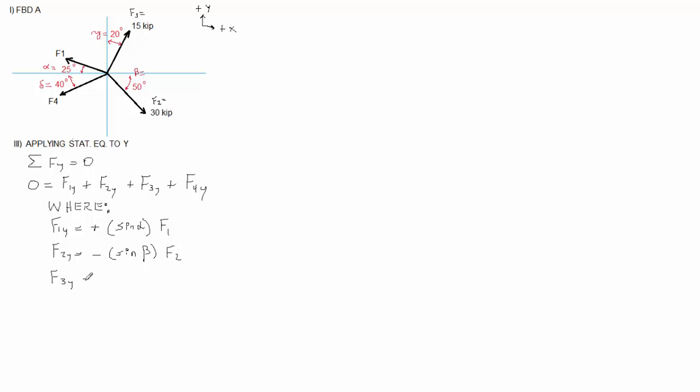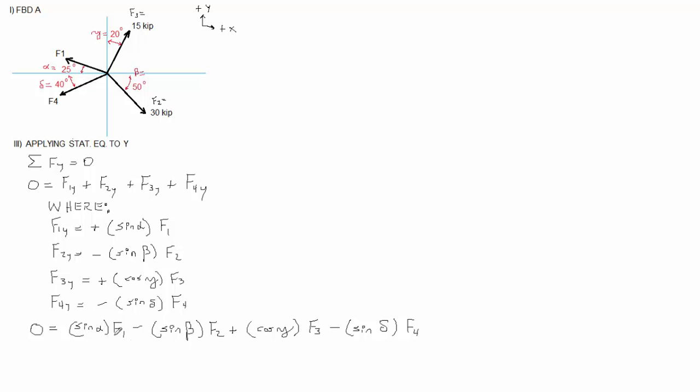F3y is going in the positive y direction, and its value is cosine gamma times F3. And F4y is going in the negative y direction, and its value is negative sine delta times F4. Once again, I'm going to want to use the right side of all of these terms so that I have F1 and F4 common between my x equation and my y equation.